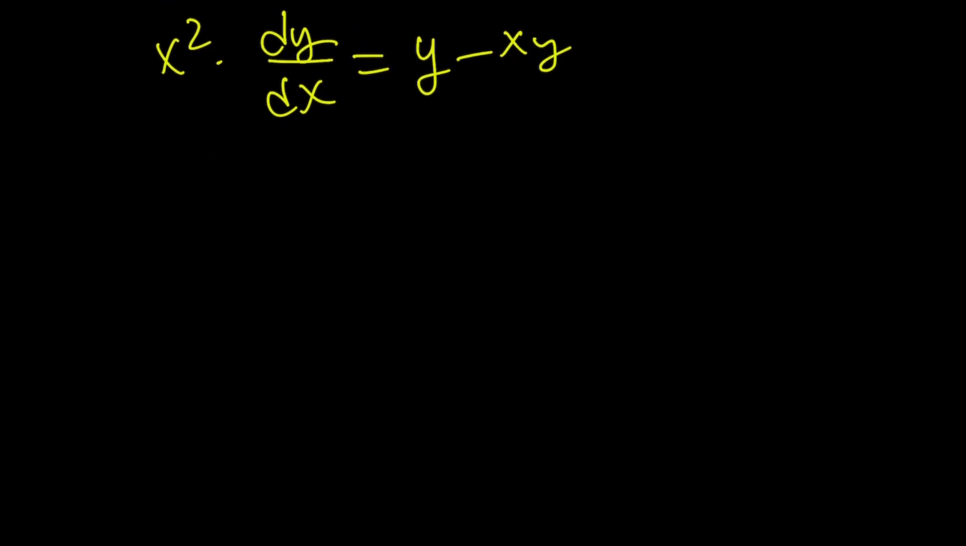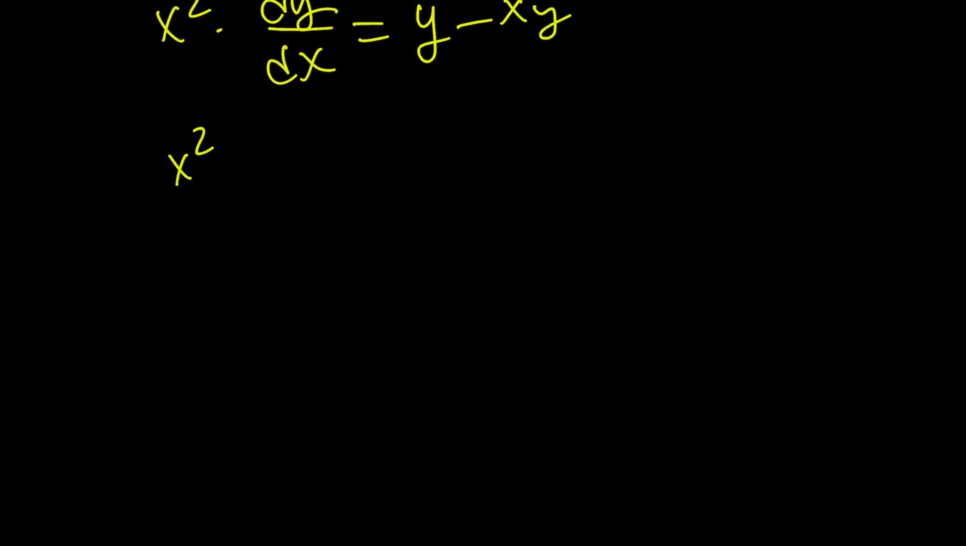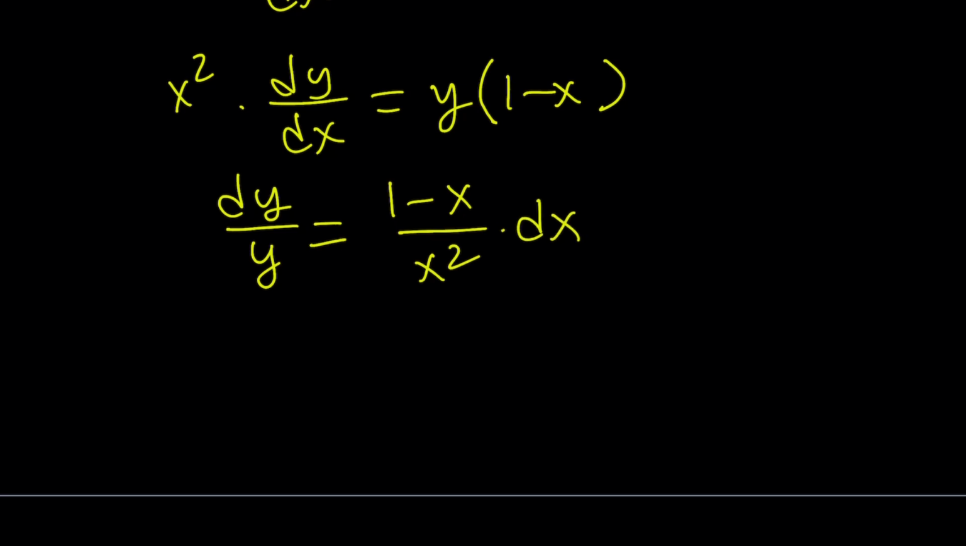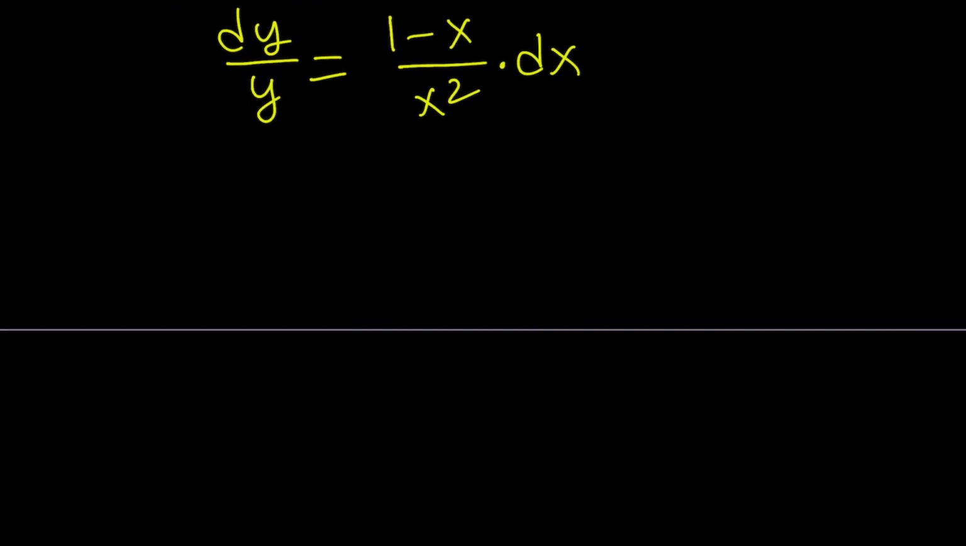And now I can factor out a y on the right hand side, and I'll get 1 minus x. Now notice that we can turn this into a separable equation because now everything is separated. Let's bring the y over to the left, so it's going to be dy over y, and then let's go ahead and bring the dx and the x squared, and the 1 minus x is just going to stay. So we're going to end up with 1 minus x over x squared times dx. Great. So now we can integrate.